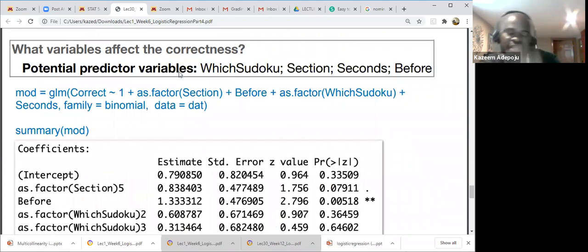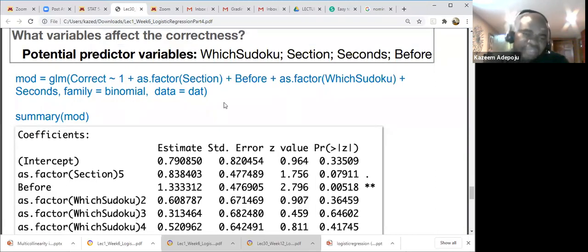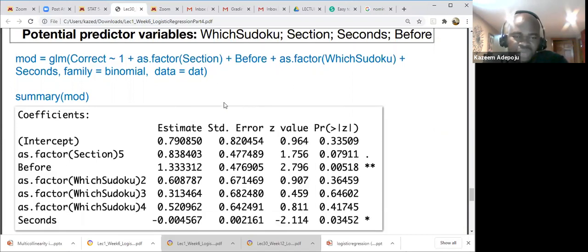Now we have been trying to look at the effects of each predictor in the model in relation to the response variable called correctness. But what we actually want to do right now is use all the predictors in the model. We want to use section, the previous experience in the game, the kind of Sudoku game, and the impact of completion time. We're doing all this at the same time, and this makes it a complicated model. This is the result that we have.